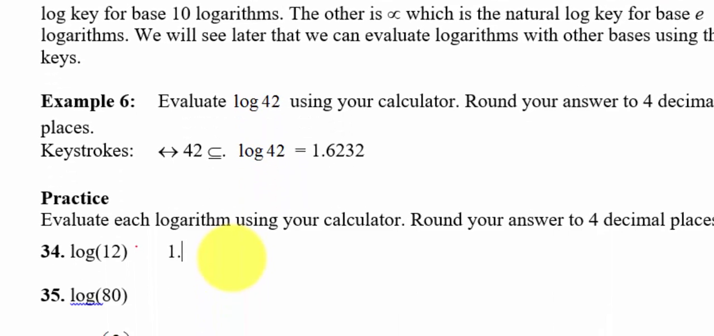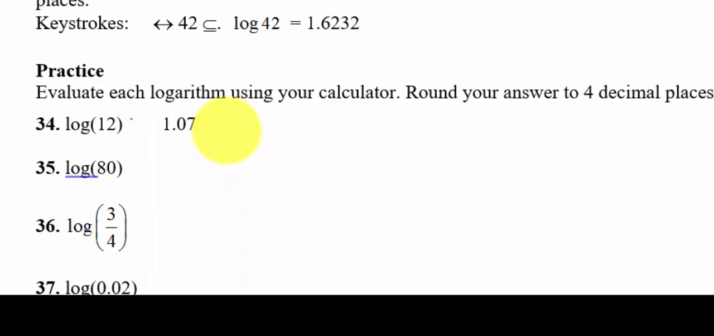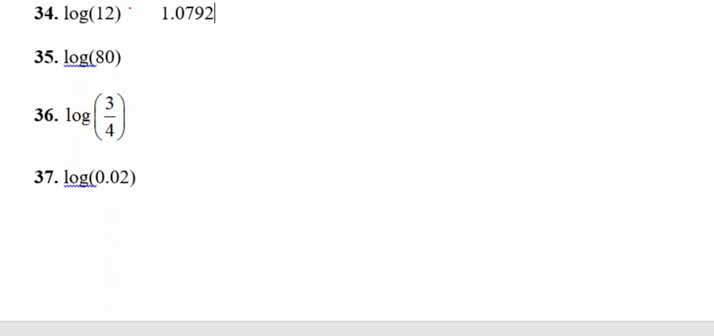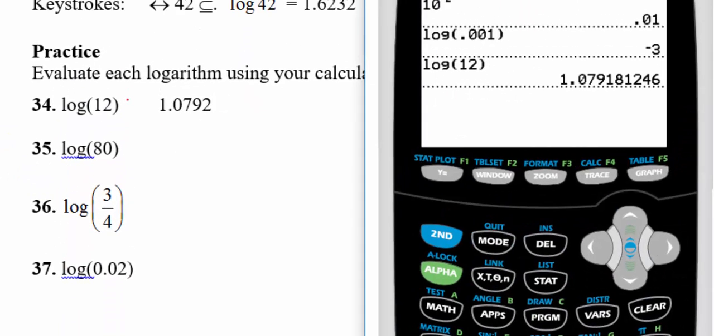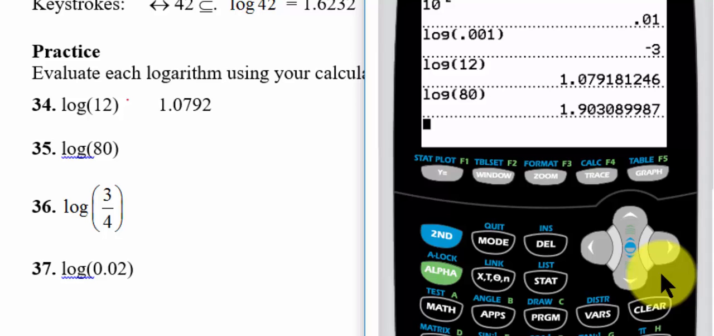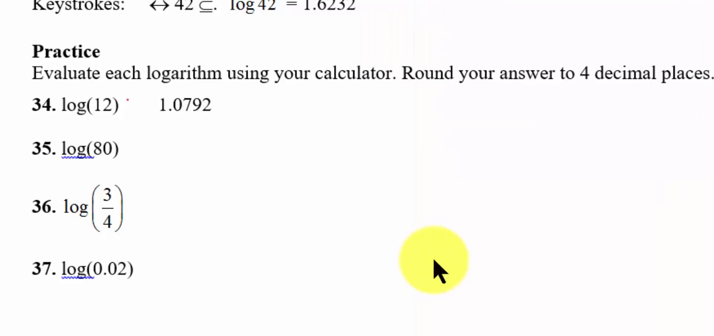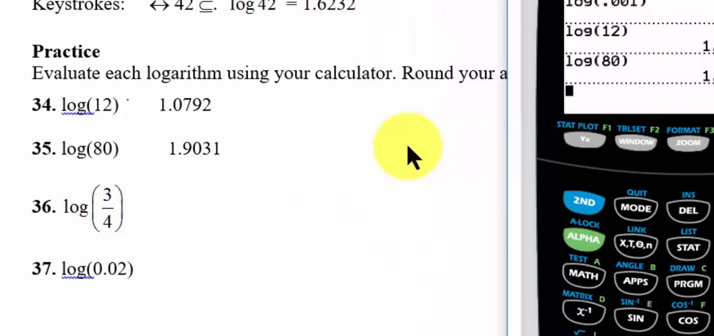1.07992, that's 4 decimal places, and that matches what I had in my calculator. And number 35, again, there's not really much to do here. You're just going to type it exactly as you see it. So number 35 would be 1.9031, and so on. It would look something like this.